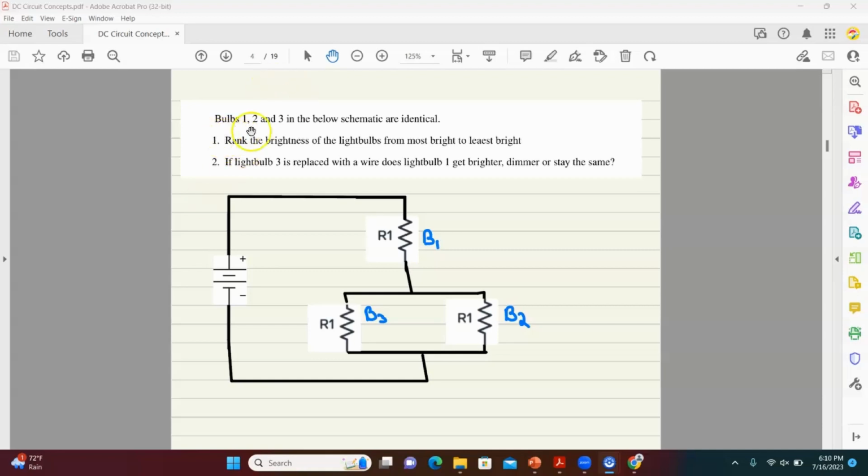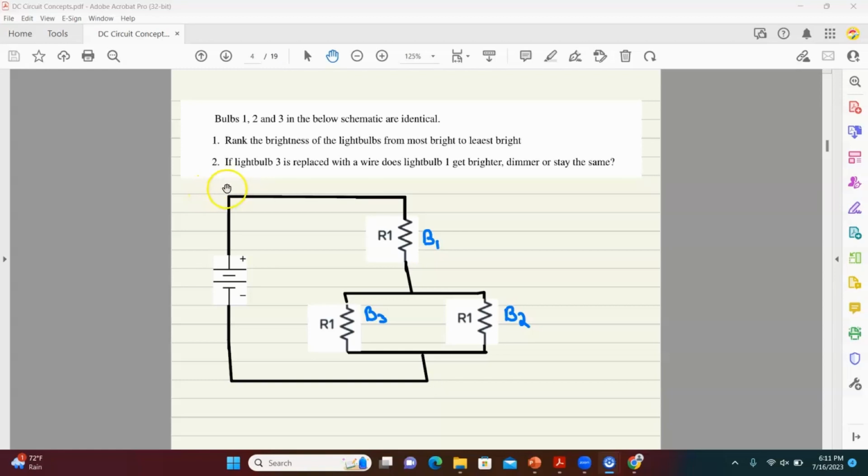Bulbs, being light bulbs, 1, 2, and 3 in the below schematic are identical. Part 1. Rank the brightness of the light bulbs from most bright to least bright. This is a schematic diagram. There's a battery. There's light bulb 1, light bulb 2, light bulb 3. They're identical, so they all have the same resistance, which I've labeled R1, R1, R1. Now the question is, which one of these light bulbs is the brightest? And that's saying which one of these light bulbs will dissipate the most power.